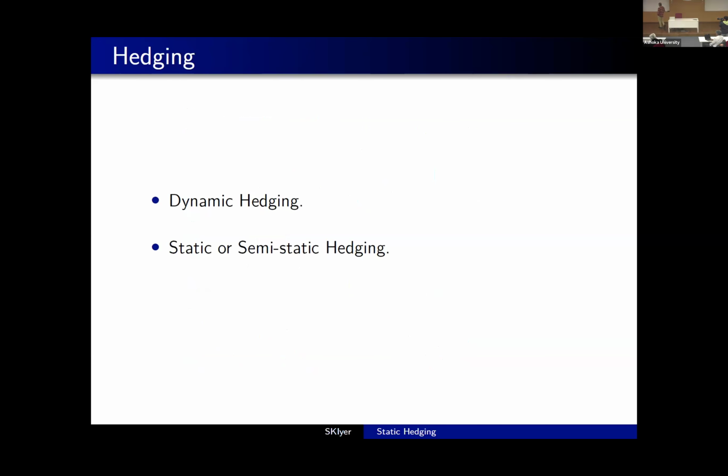Now, when it comes to hedging, there are, again, two approaches one can take. One is the dynamic hedging, where you keep adjusting your portfolio frequently. And the other is static or semi-static hedging, where in static hedging, you set up the portfolio at the beginning and then you don't touch it. It remains what it is until the maturity period or until the hedge expires. In semi-static hedging, you may infrequently adjust your portfolio position.